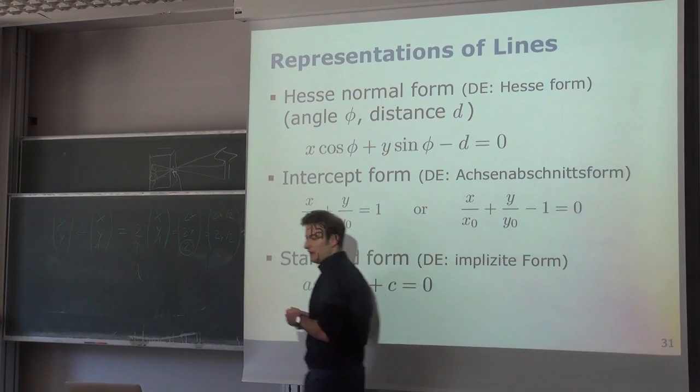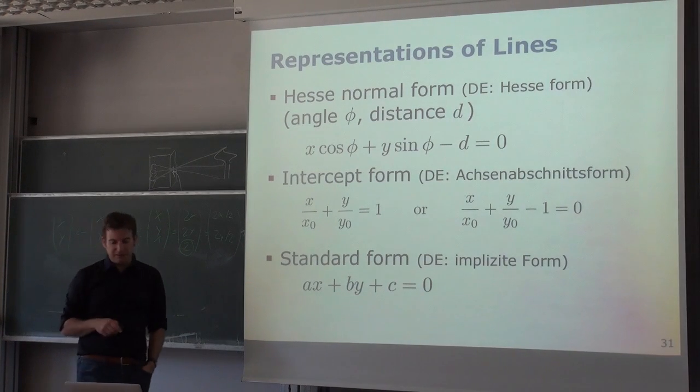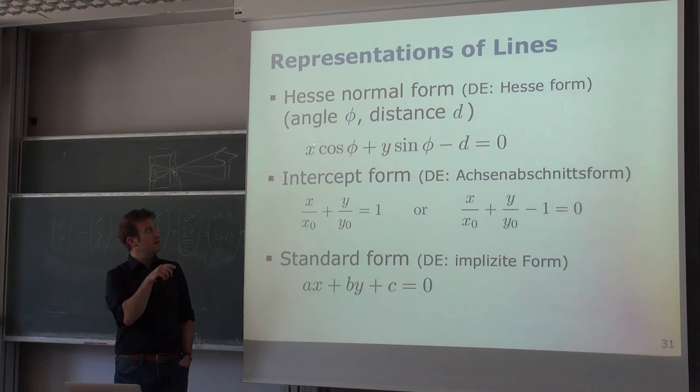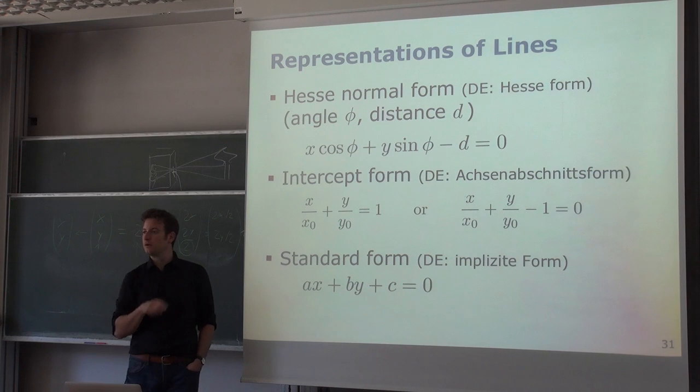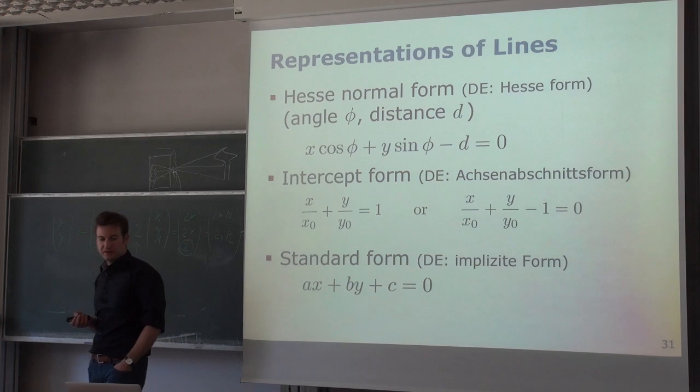There's something which is called the Hesse normal form, or in German the Hesse form, where you basically specify an angle phi and then a distance, and then with those parameters, x and y you can vary as long as this equation holds. The point xy is on the line. It's one way of representing a line.